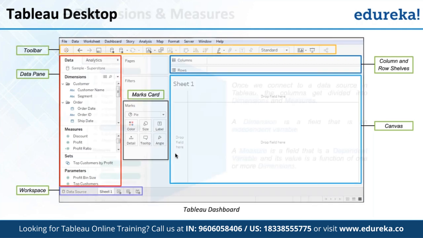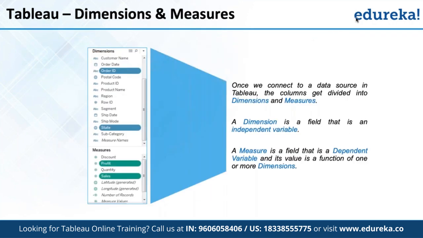So now let's talk about, guys, what basically a dimension is and what a measure is. Very important terms with respect to Tableau. So guys, what is a dimension? Let's say you are ordering a product. A product is going to have an ID. That ID is going to be unique to the product only. So anything which is an independent variable, that we call a dimension.